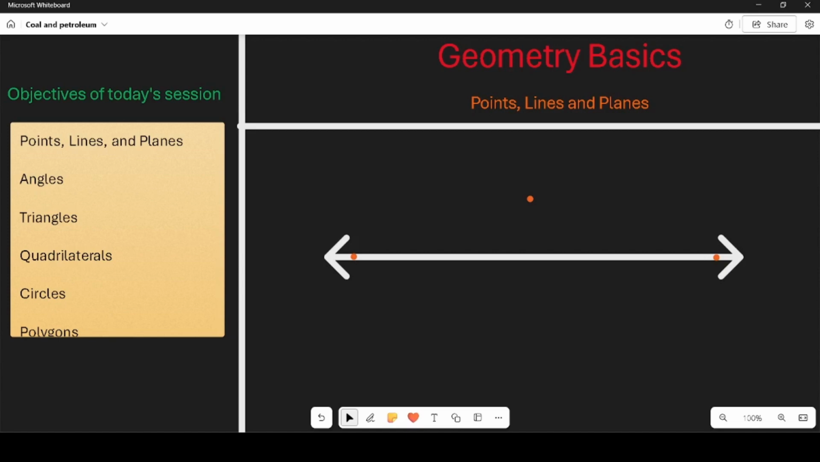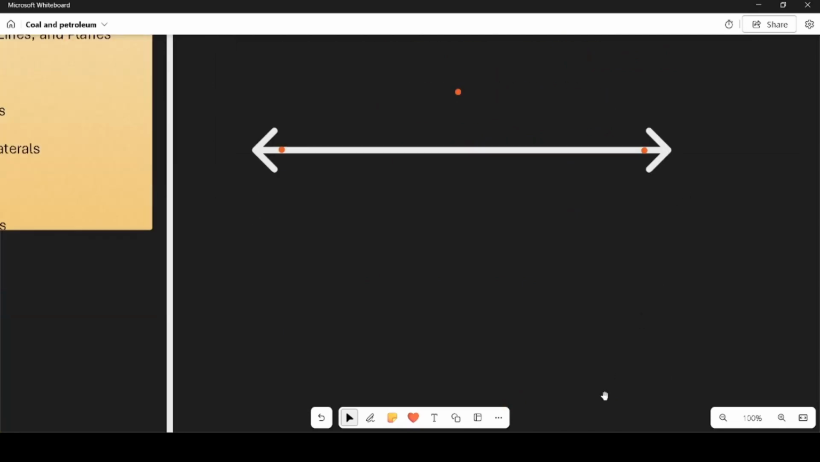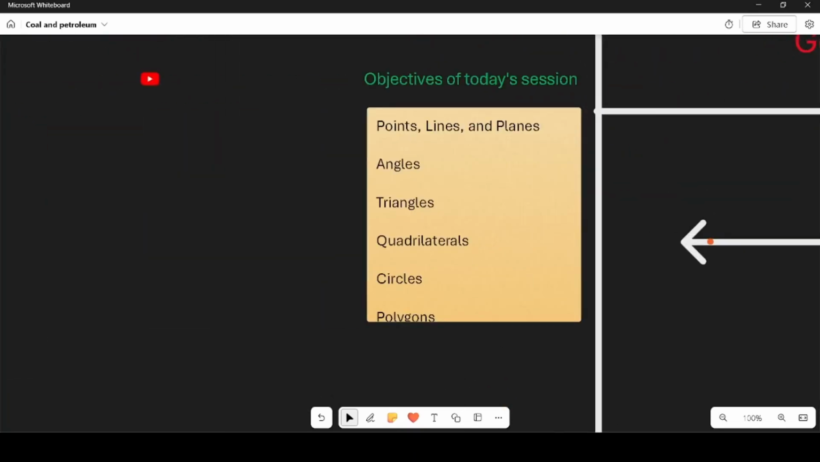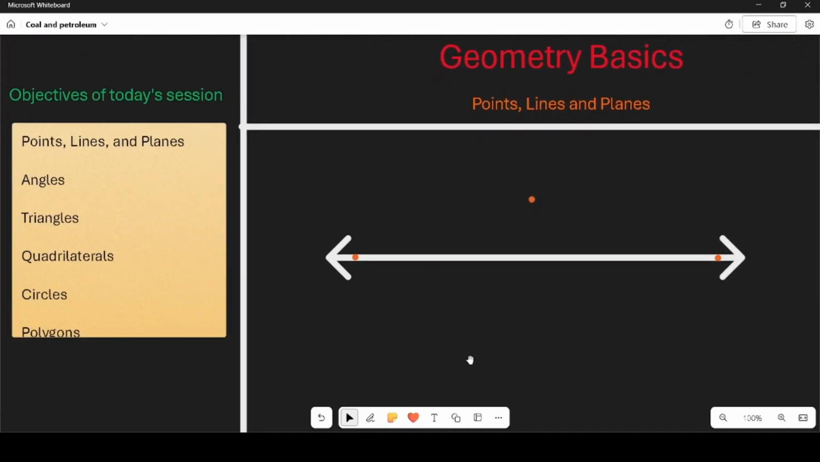So you can see a point on my screen, and you can see a line on my screen, and you can also see that my canvas here is a plane and it extends infinitely in all directions. Either up, down, left, right, it goes forever. So you could take that as a plane.